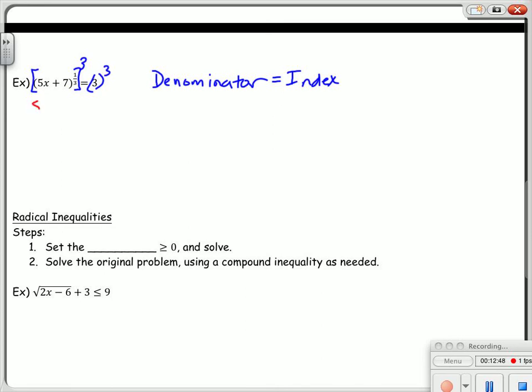On the left-hand side, we get the base of 5x plus 7, because 1/3 times 3 is 1, so we raised it to the 1st power, not changing it. And on the right-hand side, we know the perfect cube. 3 cubed is 27. Subtract 7 from both sides. 5x is 20. And dividing out 5, x is 4.